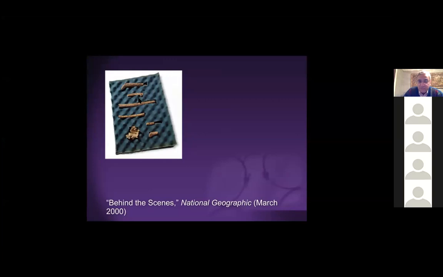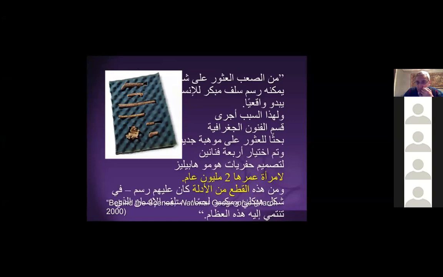They found these 7 pieces of bone, and they wanted to build a human from this. So the art department put out an advert to get an artist to build a human out of these 7 bones. And they considered it a female, and they gave her an age of 2 million years.